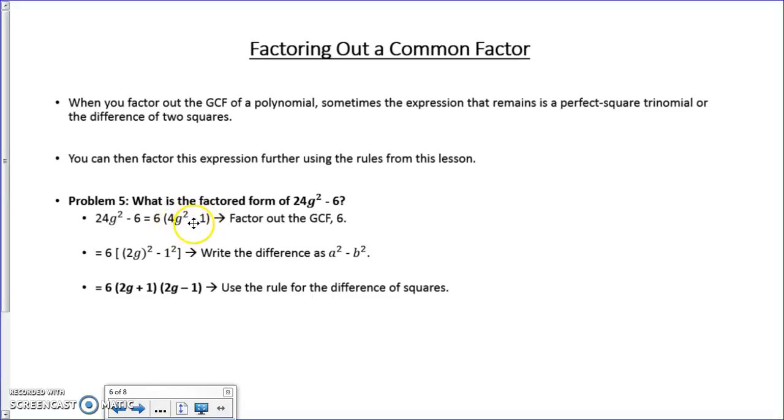In this case, this is the difference of squares. So we're going to write 4g squared as (2g) squared, and we're going to write the number 1 as 1 squared. Therefore, the final answer is 6, bring down the 6. Remember, the GCF just comes along for the ride. (2g plus 1)(2g minus 1). We use the rule for the difference of squares for what was left over after we factored out the GCF.